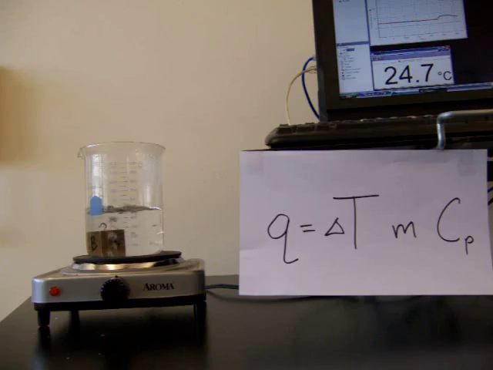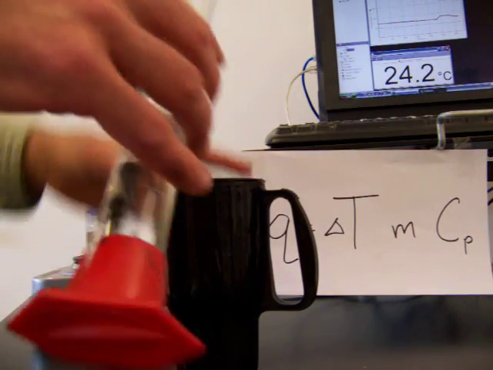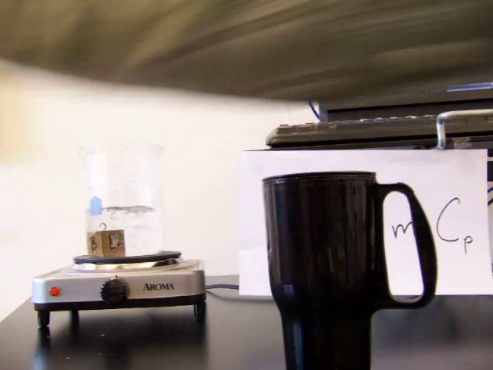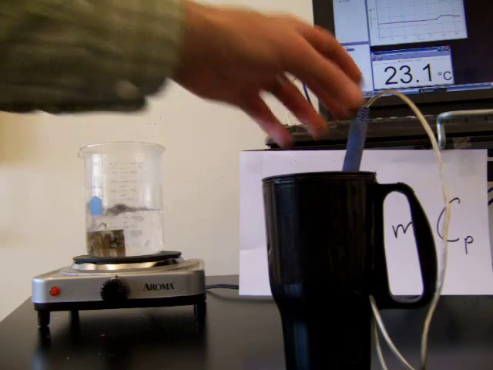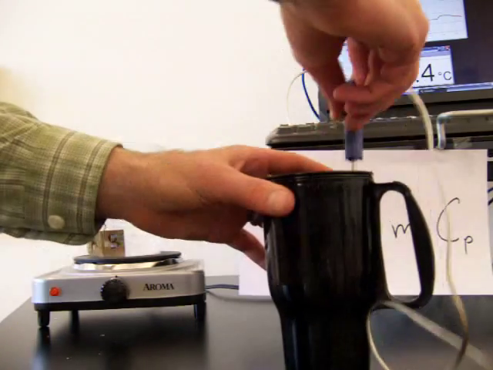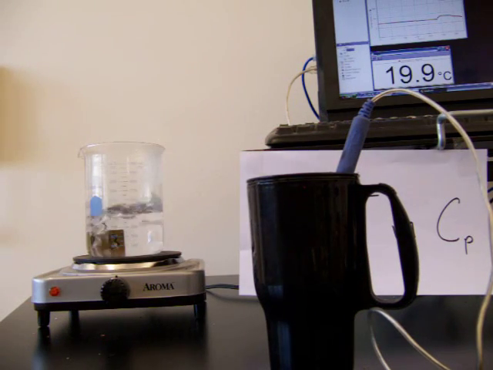We'll try it with one other sample. So I have a similar calorimeter. We'll add 80 milliliters of room temperature water. We'll find the temperature of this water initially. So the initial temperature of this water looks like about 19.9 degrees Celsius.